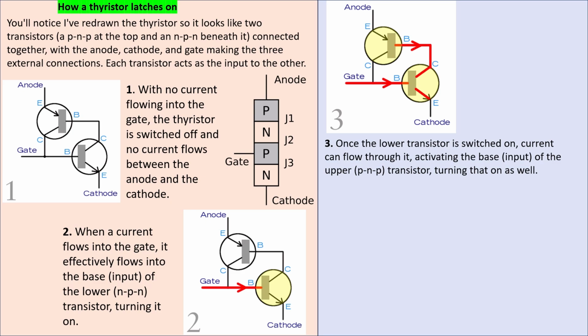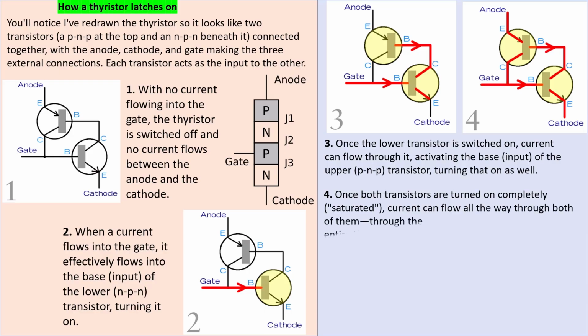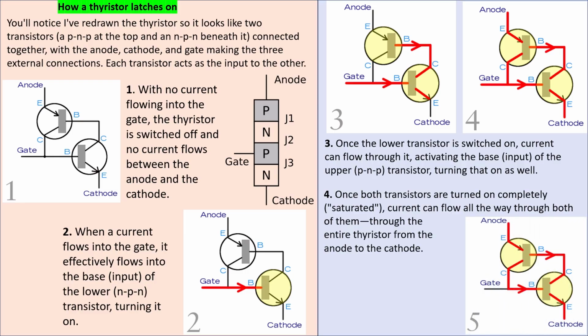Number four, once both transistors are turned on, completely saturated, current can flow all the way through both of them, through the entire thyristor from the anode to the cathode. Number five, now the gate is switched off. Since the two transistors keep one another switched on, the thyristor stays on, latches, even if the gate current is removed.